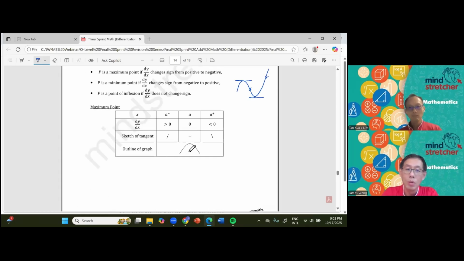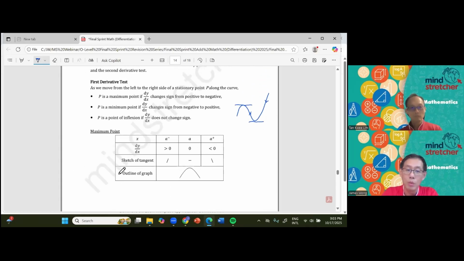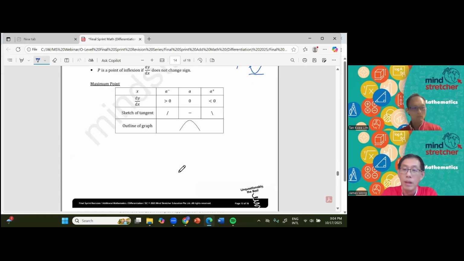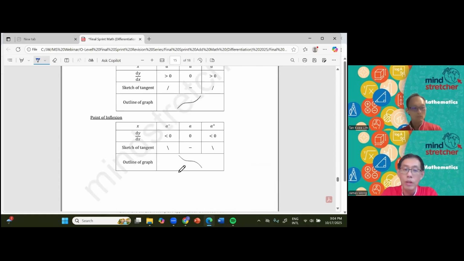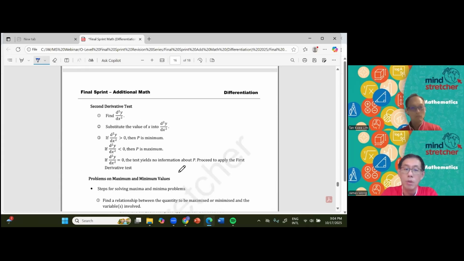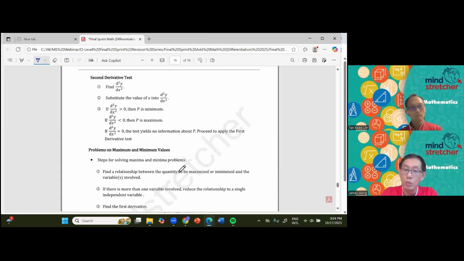Okay, so the first derivative test is what I've shown here in this table, which is a very typical method, which I'm sure many of you have learned as well. You just take a value that's slightly smaller and a value that's slightly bigger, and determine whether the gradient is negatively sloped or positively sloped. Then you can determine whether it is a maximum or minimum point. Now, most of the time, always try to use your second derivative test, because it's a lot easier and neater, and I know most people like to use it.